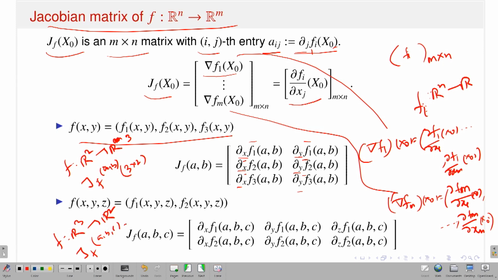So, it should be order 2 cross 3. Then it will have 2 rows, 3 columns. 2 rows means component, take the component functions F1, F2. So, look, this is in the rows, okay. This is in the rows, 2 rows. And what about the column?